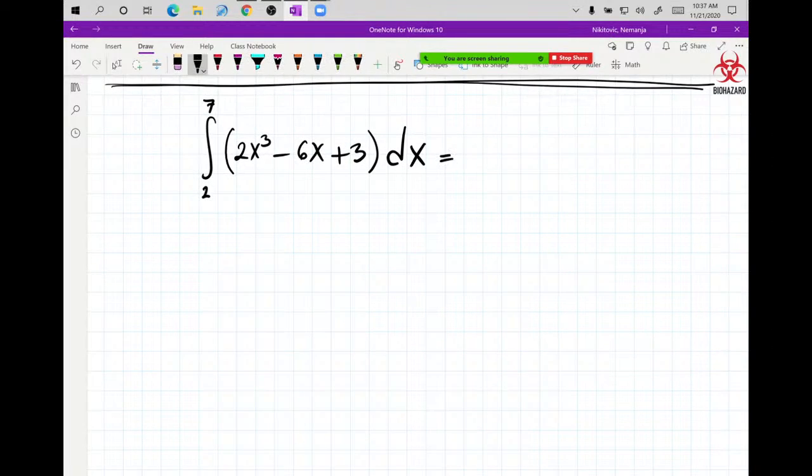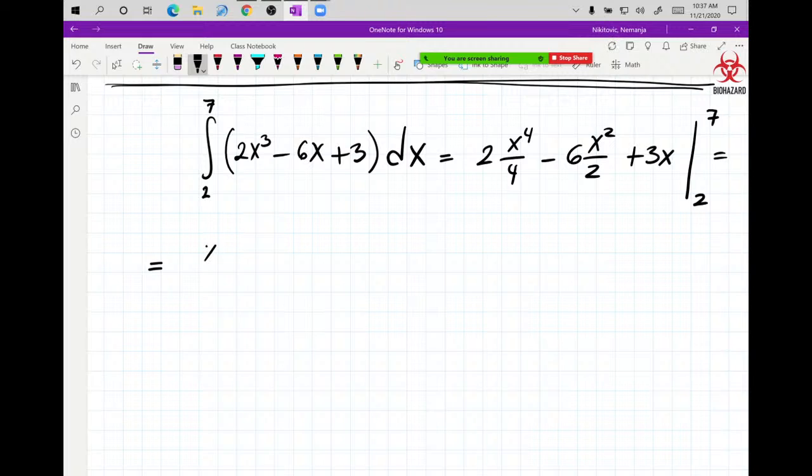What's the integral? It's 2x to the 4 over 4 minus 6x squared over 2 plus 3x. And here's the new one. We don't put plus c. We put this line and say computed at 7 and 2. That's new. We're going to talk about it. That's why we have 5 too.